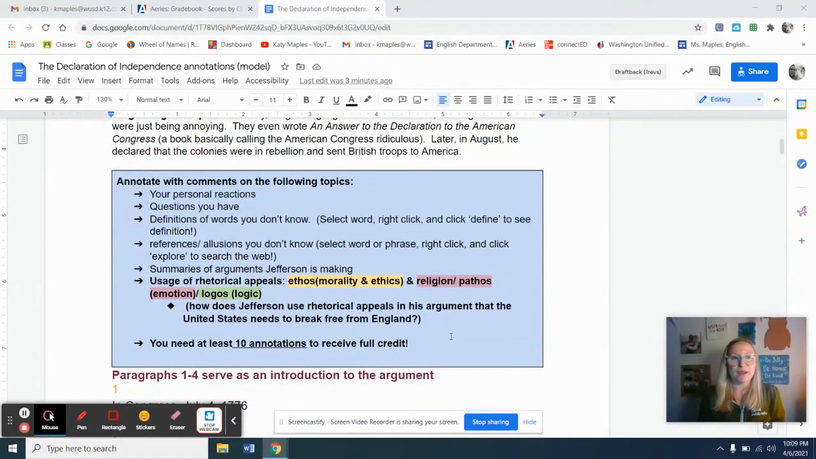As you annotate, you want to write your personal reactions to what you read, questions you have, definitions of words you don't know, and there will probably be quite a few definitions that you don't know because of the way that it's written. Any references or allusions you don't know, if there's something brought up and you're like, yeah, I have no clue what he's talking about, look it up. You can use the Explore when you right-click or double-click. You can do Explore and search the web. You can also right-click or double-click and do Define to look up a definition. It makes it really easy. And then you can just copy and paste what you found straight into your comment for your annotation.